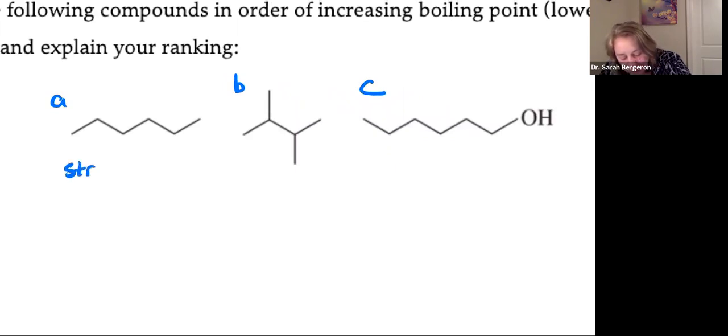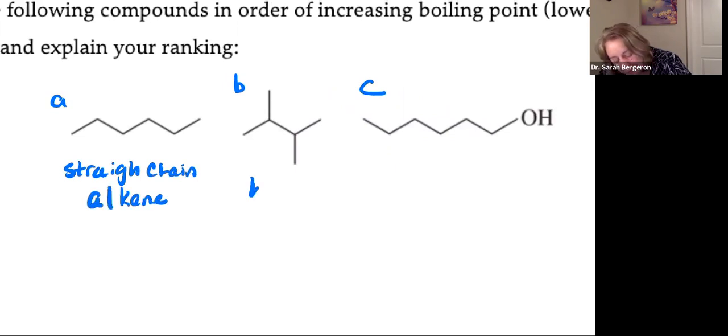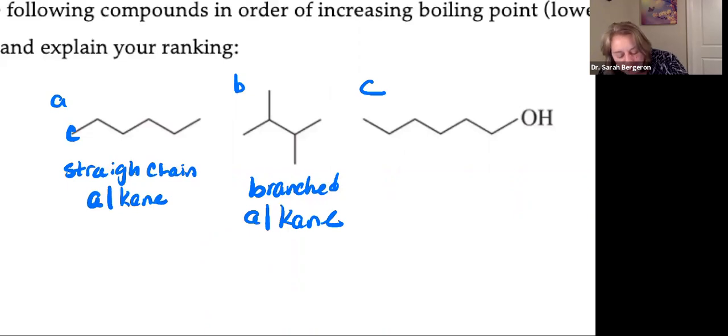We have a straight chain alkane. We have a branched alkane. Now alkane, oh my goodness, alkane. Let's see how many carbons. 1, 2, 3, 4, 5, 6. 1, 2, 3, 4, 5, 6. Okay, so they have the same number of carbons.